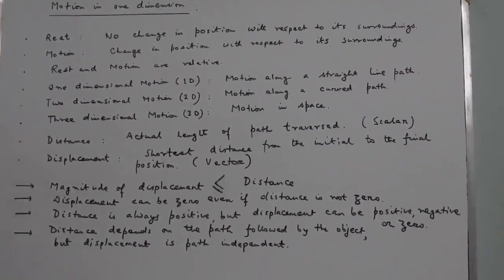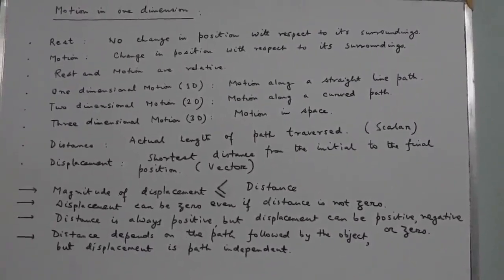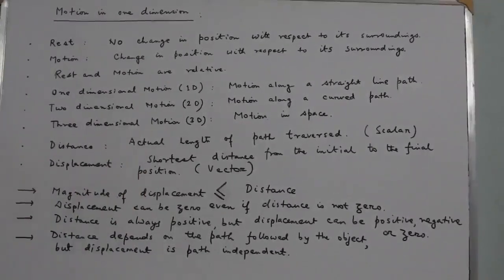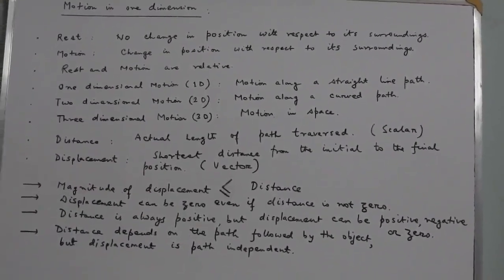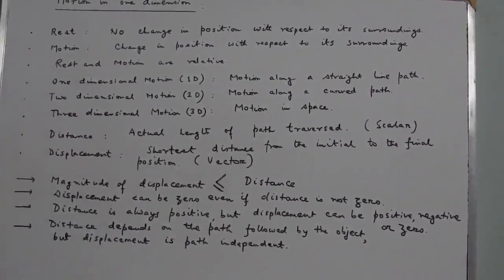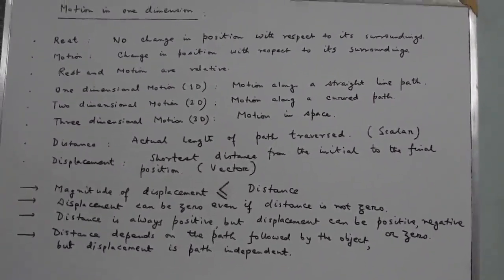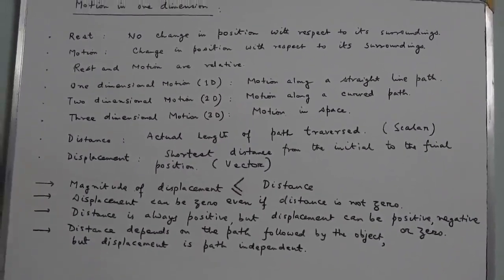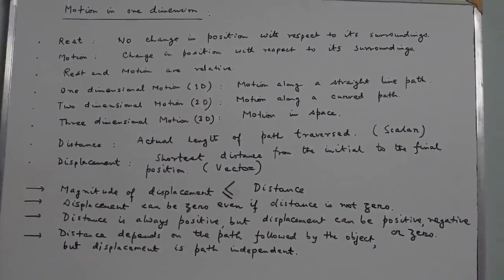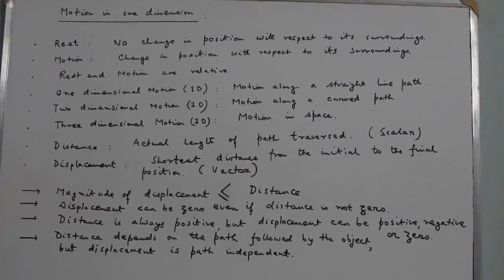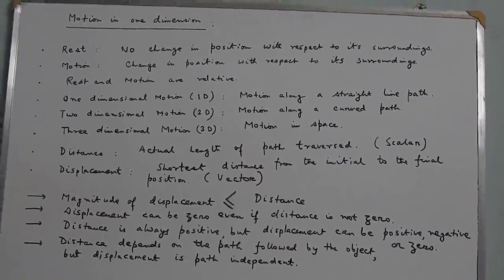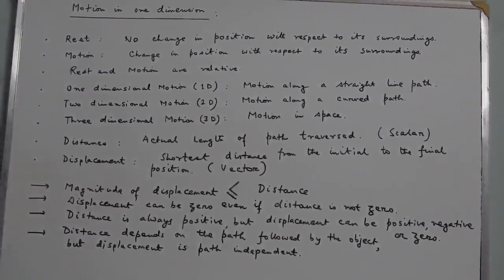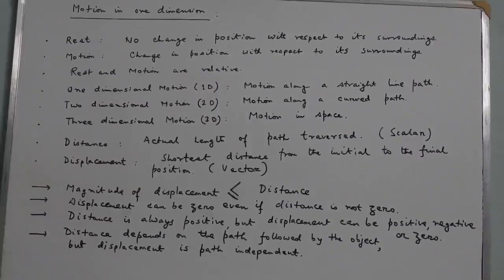Now, motion is of three types. It is either one-dimensional motion, two-dimensional motion, or three-dimensional motion. If an object is restricted to move along a straight line path, then its motion is one-dimensional motion. Motion along a straight line path is also called rectilinear motion. There are several examples related to one-dimensional motion. For example, a vehicle moving along a straight path, or a stone falling vertically down. These are examples of motion along a straight line path.